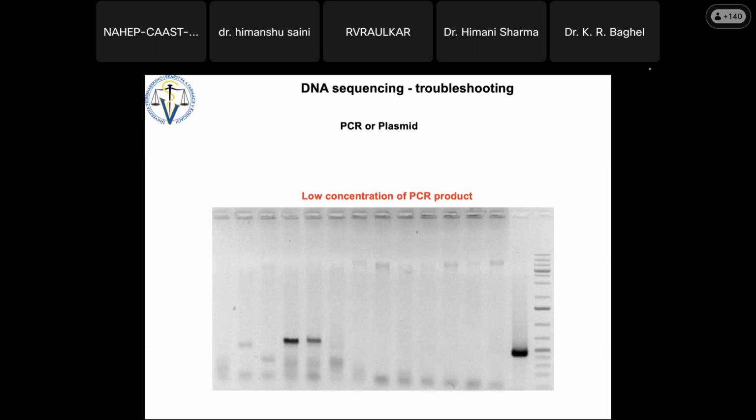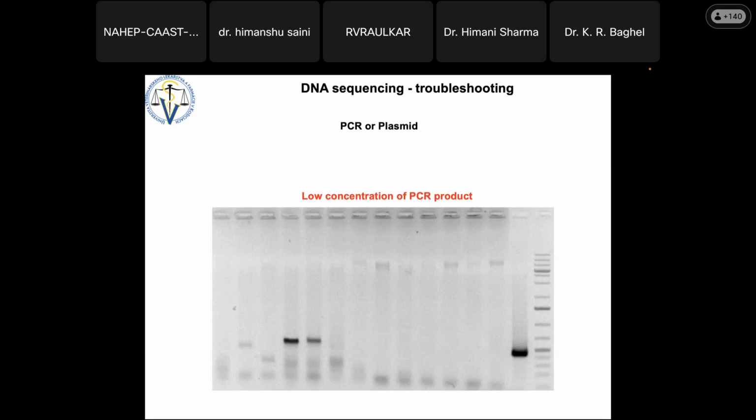Okay, so this is another example of low concentration of PCR product. Can you see here it is quite low concentration, and what I recommend in this case is to make multiple PCR reactions. There is another very amazing trick.